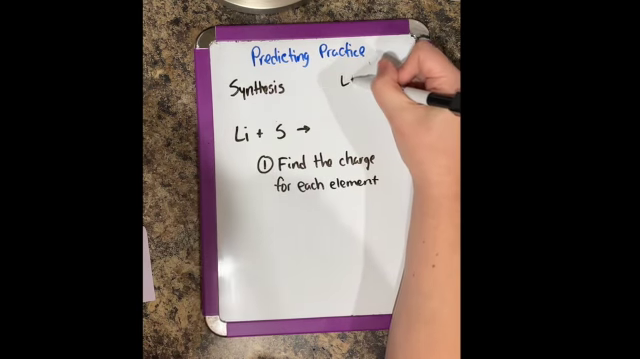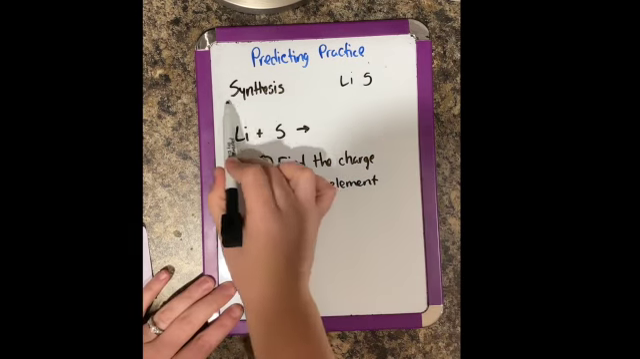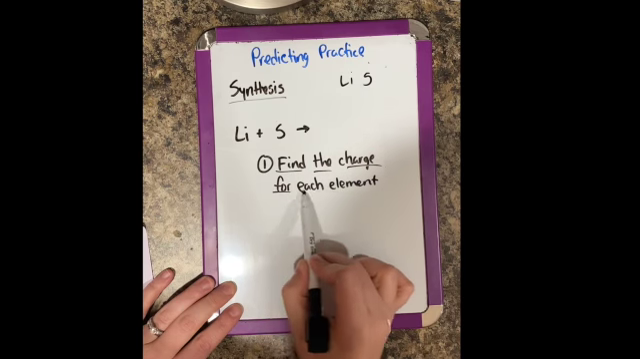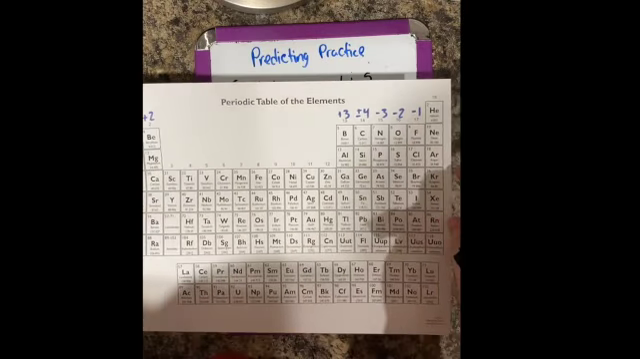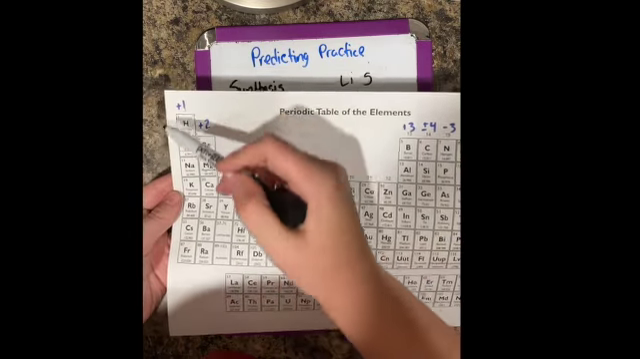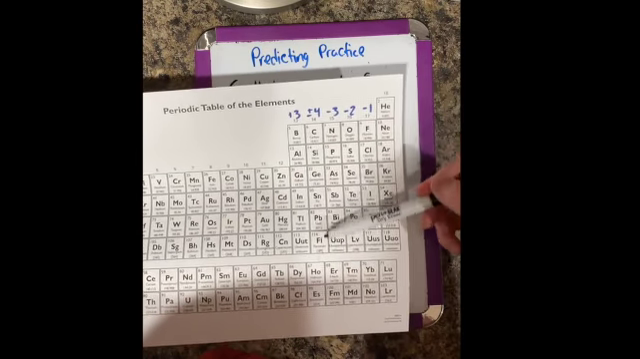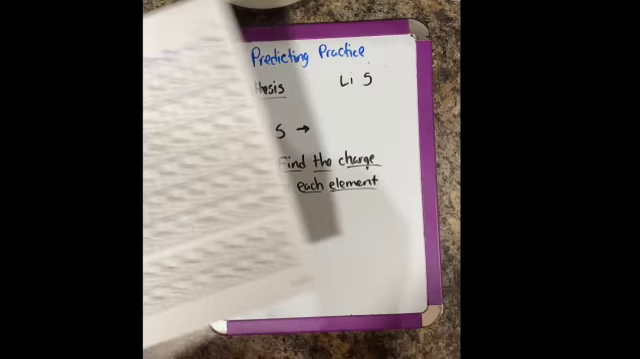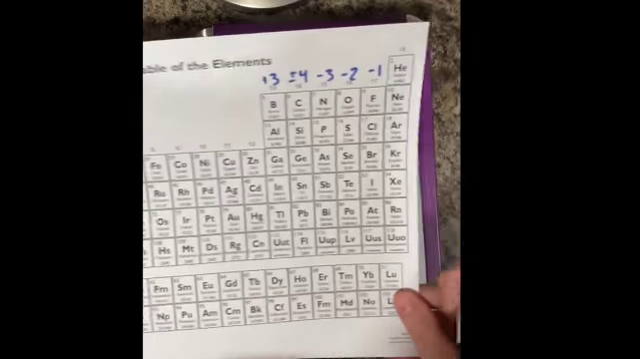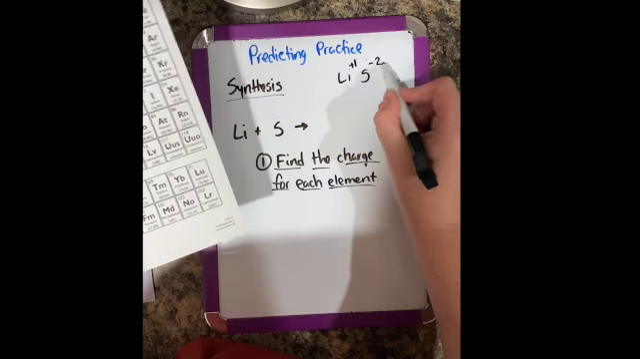Okay, so let's do it up here just so we have some workspace. The way to find the charge, and you do need to be writing these steps down in your digital notebook, is by looking at the periodic table. It's just like how we did with the ionic bonds. It goes +1, +2, +3, plus or minus 4, -3, -2, -1. So Li is right here, so it's going to have a +1 charge. Sulfur is right here, so it's going to have a -2 charge.